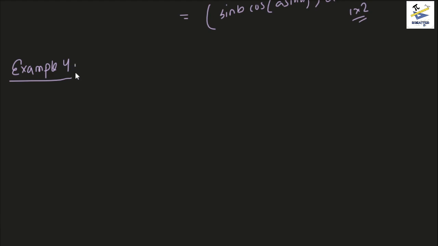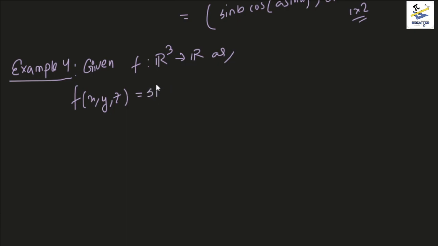Example 4, given this one is a bit more complicated, but knowing all the rules, I do not think it would be much of a problem to solve. So this one is sine of x sine of y sine z. Okay, so the first sine bracket closed, second sine bracket closed. We need to find the derivative, of course, at the point A, B, C.